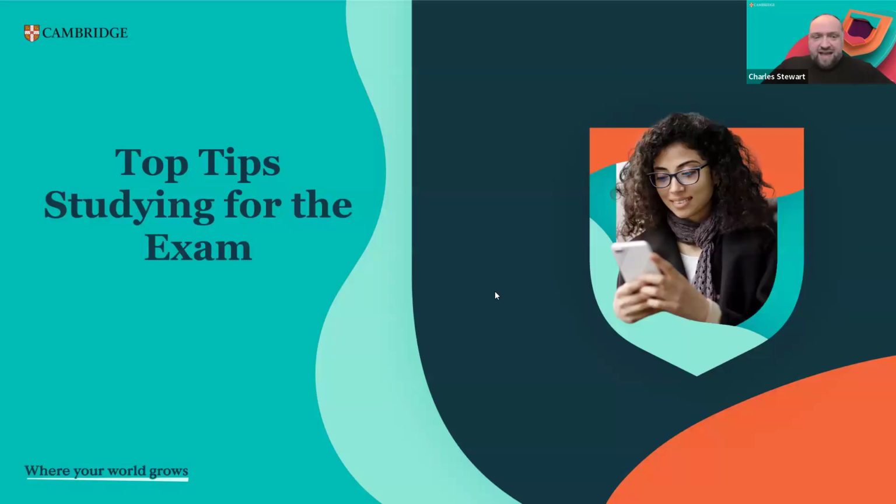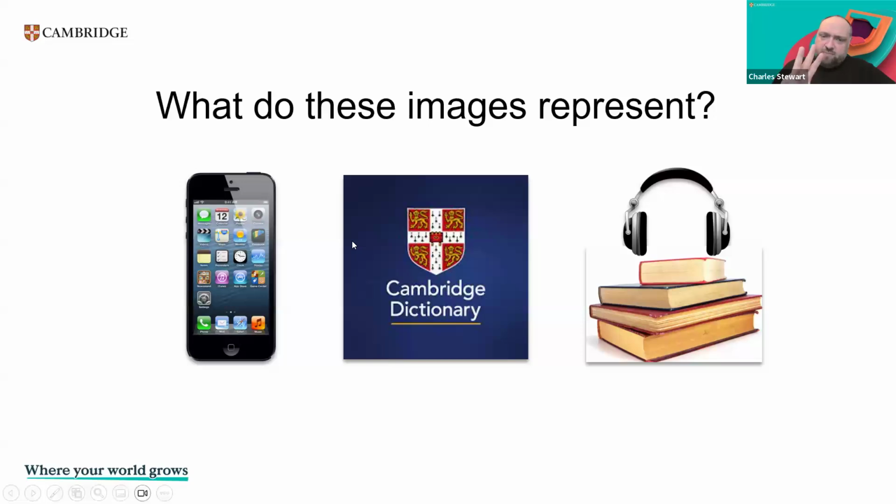So, with that last bit of tips, we have gone through all four of the papers of the C2 Proficiency exam. Now, I would like for us to focus a little bit briefly on studying for the exam. So, between now and exam day, there are some tips that I can give you. There are three tips, and each of the tips is represented by one picture. So, the phone, what do you think that this tip will be involving a phone? Let me hear from you in the chat.